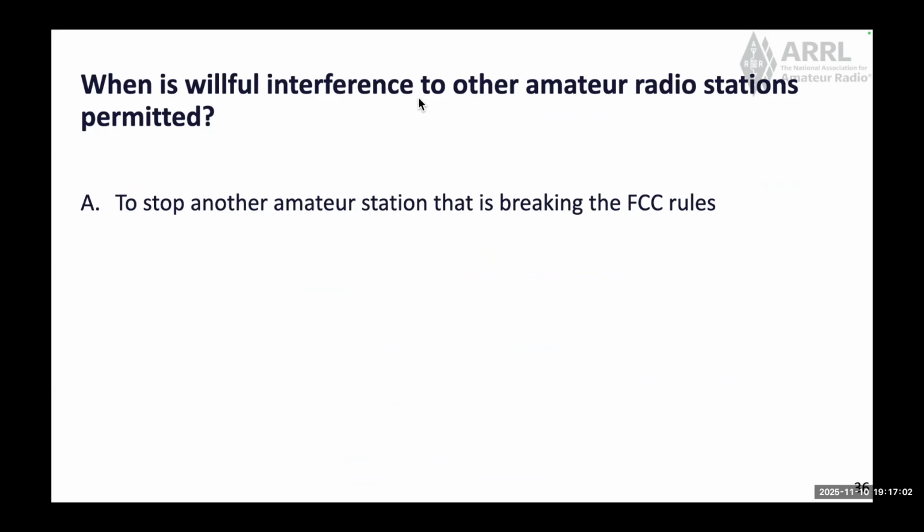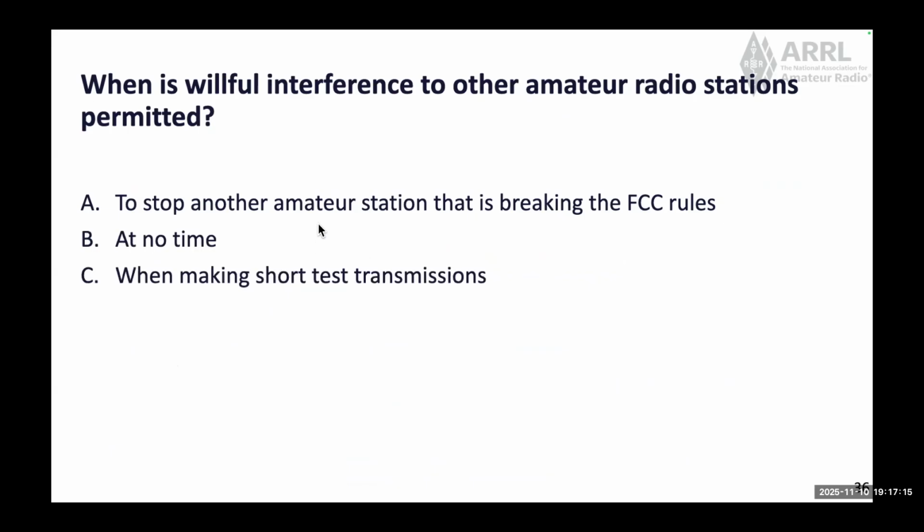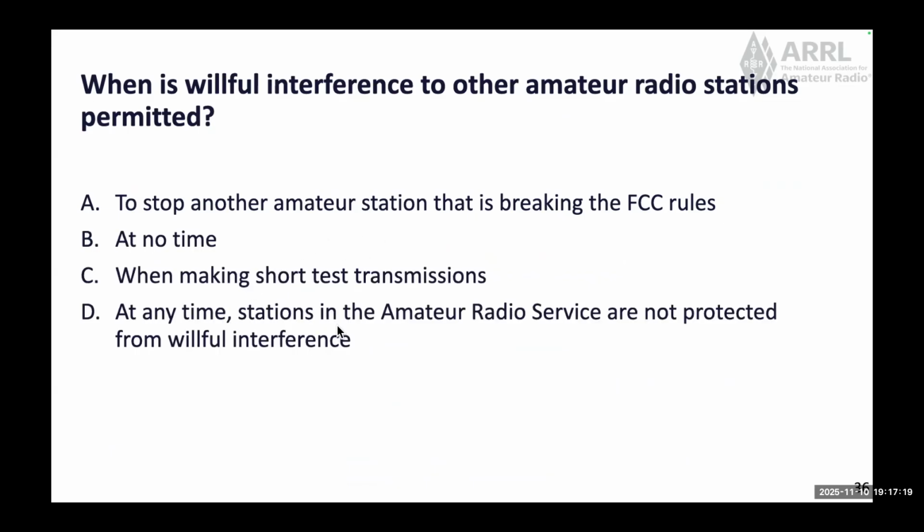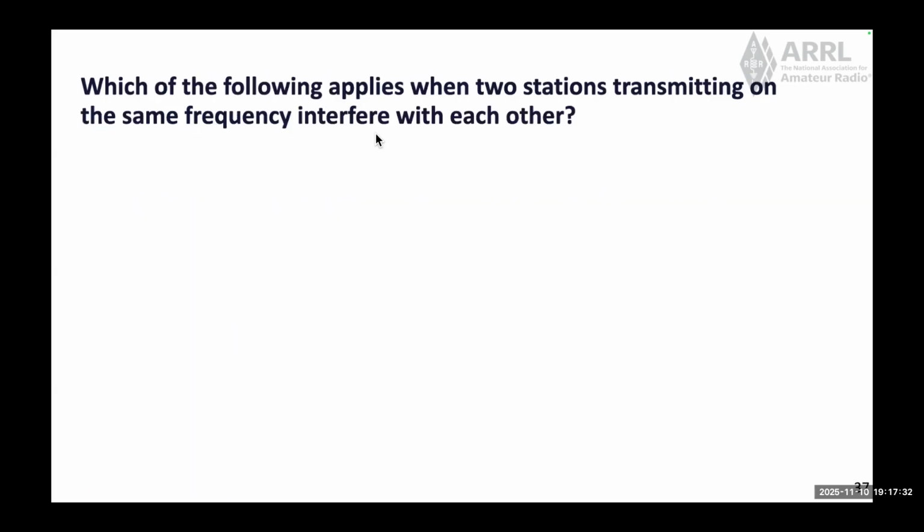When is willful interference to other amateur radio stations permitted? To stop another amateur station that is breaking the FCC rules, at no time, when making short test transmissions, at any time. Stations in the amateur radio service are not protected from willful interference. In other words, when can you interfere with another amateur station? At no time. So the answer is B.